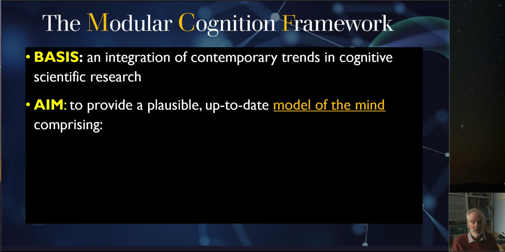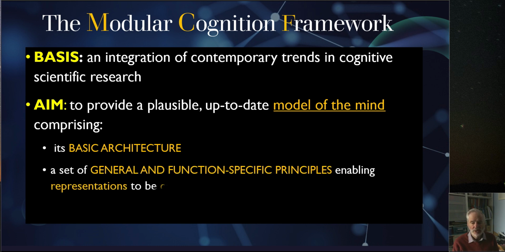What it does is provide a big picture, as it were, of how the mind is, and particularly it comprises its basic architecture, a set of general and function-specific principles, which I will go into, which enable a representation, so-called cognitive representations, how we represent the outer world, for example, to be constructed, built, developed through the lifetime, and to be managed online during online processing.